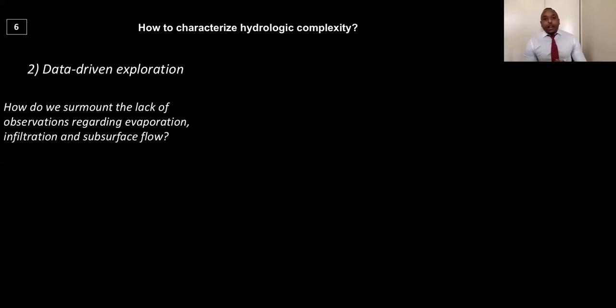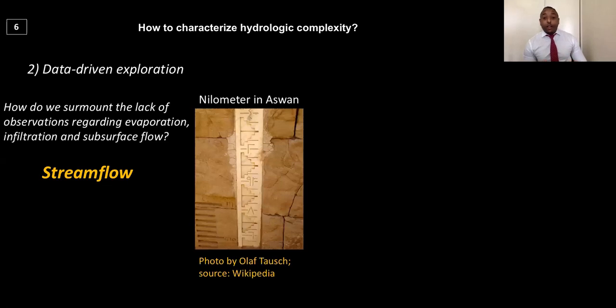So in this study, I argued that most of the information we are looking for is encoded in streamflow observations. And there are two key points that I would like to highlight here. The first is that it is desirable to work with streamflow observations because it is one of the most routinely measured hydrologic variables for basins around the world. And we know that for some basins, this dates back to a very long time. For instance, we know that ancient civilizations at the banks of the Nile River used the Nilometer almost 3,000 years ago to measure the Nile flow.